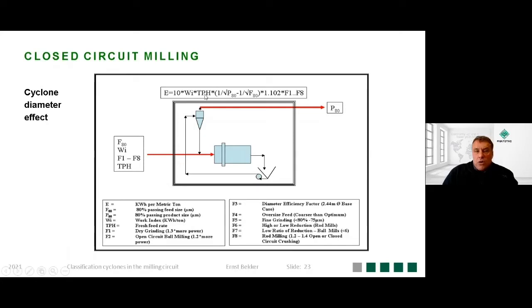The equation on the top is the energy equation, the Bond work index, the Bond equation. And in there is the work index, the tons per hour, final grind, feed size distribution, and the correction factors. Nowhere is there any reference made to the hydrocyclone. So why should the cyclone then impact on the PAT value or the grind of the circuit?